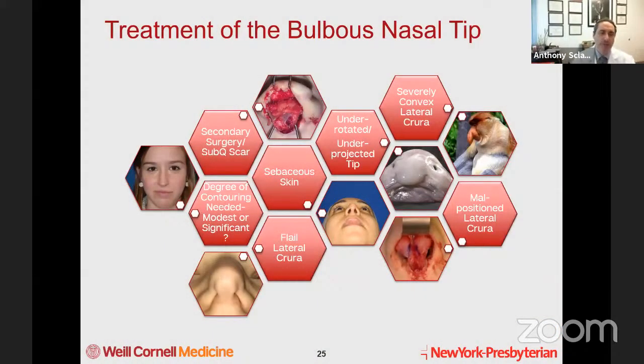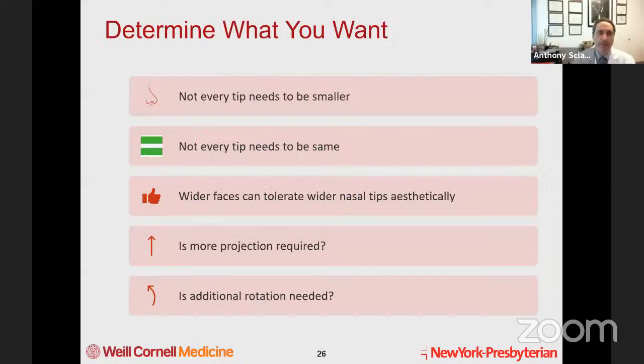So we'll go through a bunch of scenarios, but a couple things to think about before you start your case. Not every tip needs to be smaller. It just doesn't. You have to look at the face. And certainly not every tip needs to be the same. All right? I'm really trying to move away from this cookie cutter idea of everybody's got to have the same exact tip, so I'm going to do the same procedure on every single patient. Wider faces can tolerate wider nasal tips. As maxillofacial surgeons, you know this better than I do. Okay. Ask yourself, what about the projection? Projection tends to be an issue in bulbous tips, and the same thing with rotation.